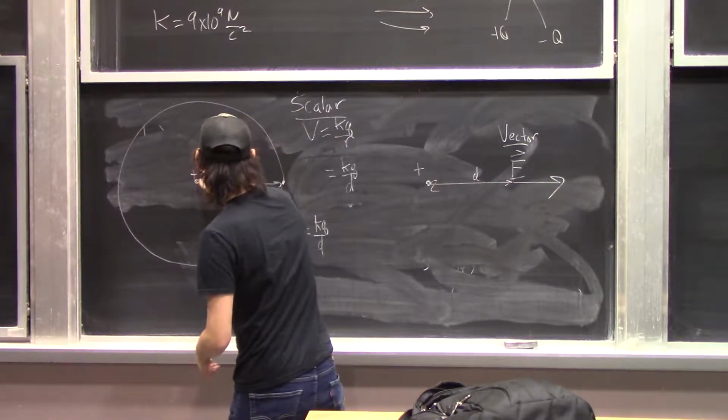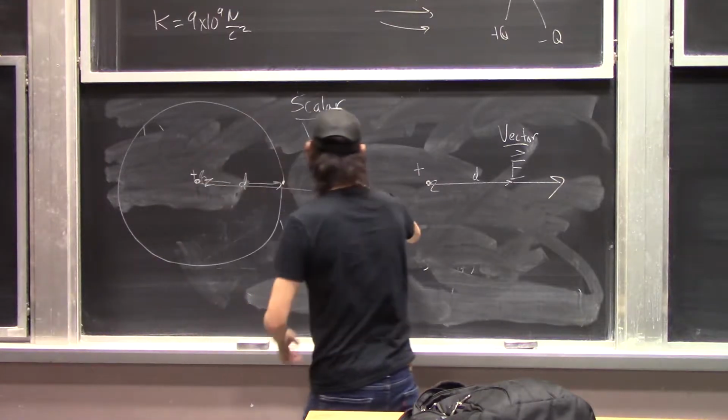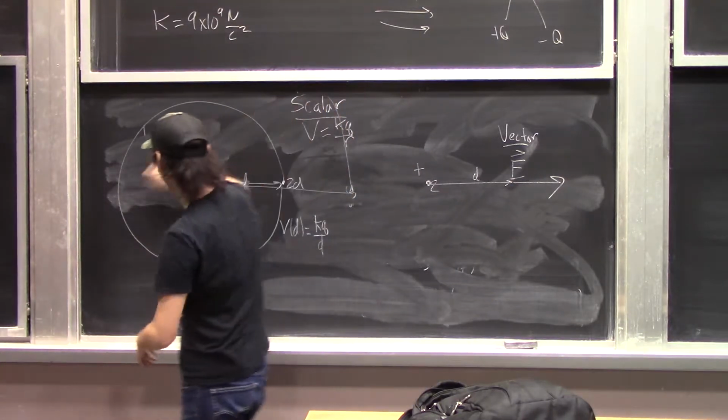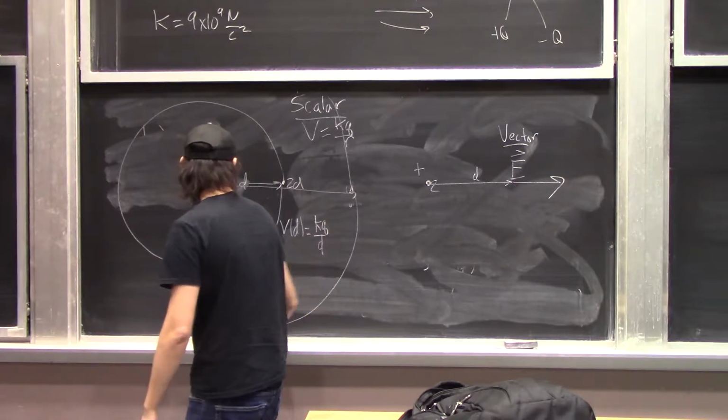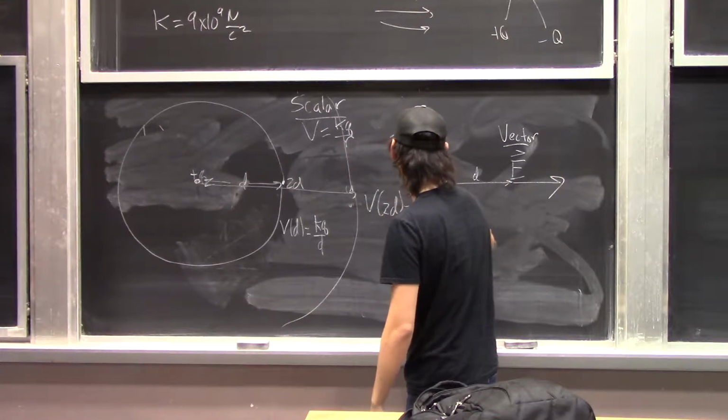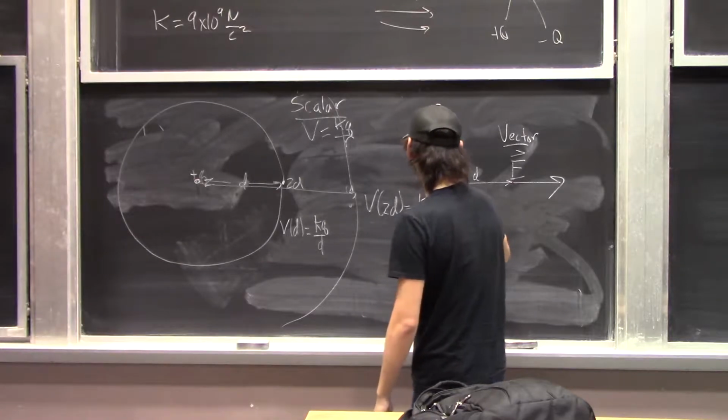If I wanted to find this at some distance 2d, then we'd have another circle. I can't draw the whole thing here, but we can imagine the circle goes around here. This is V at 2d is equal to kq over 2d.